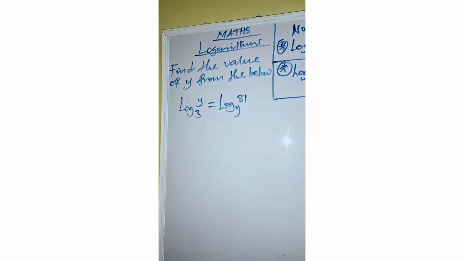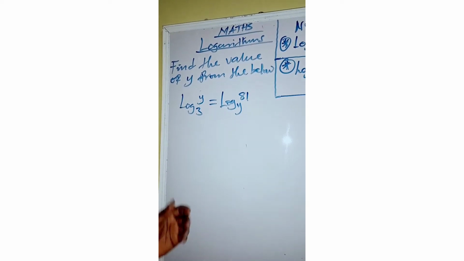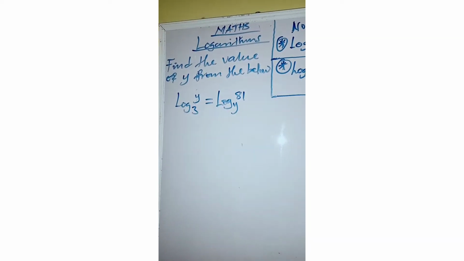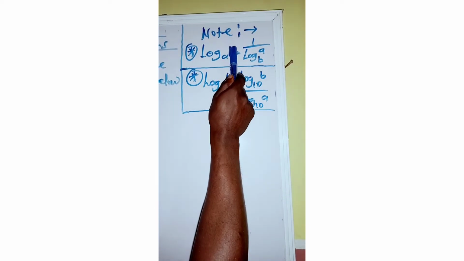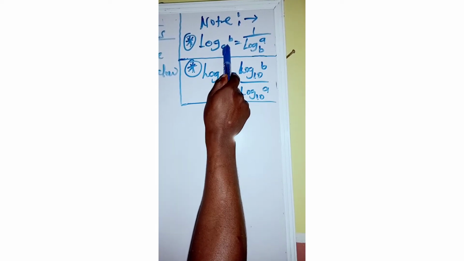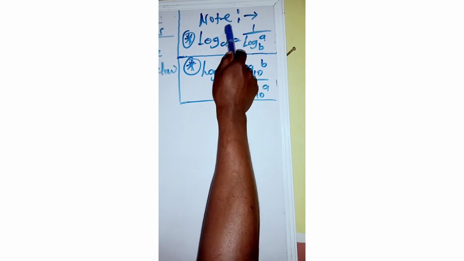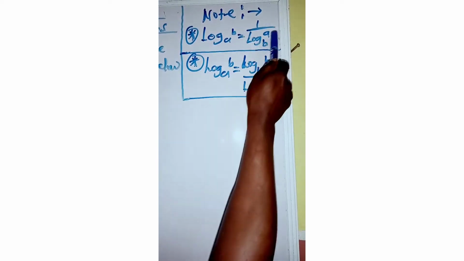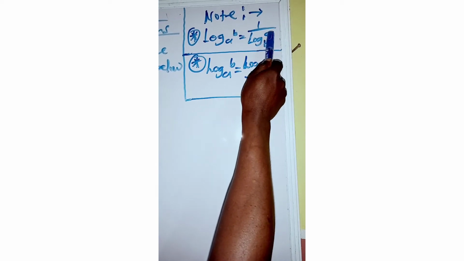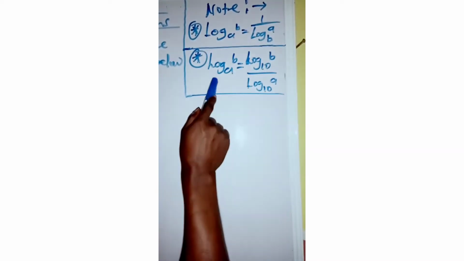Now, in order to solve this, we are going to apply what we call change of base in logarithm. To apply that, let me refer you back to this law. The first one: when you have log b base a, you can rewrite it as 1 over log a base b. In that regard, this b will become the base, while this a will become the power.